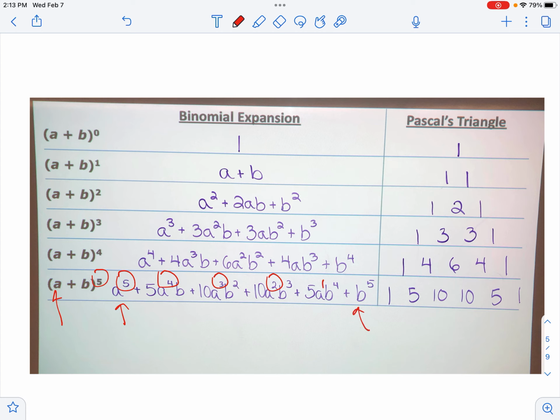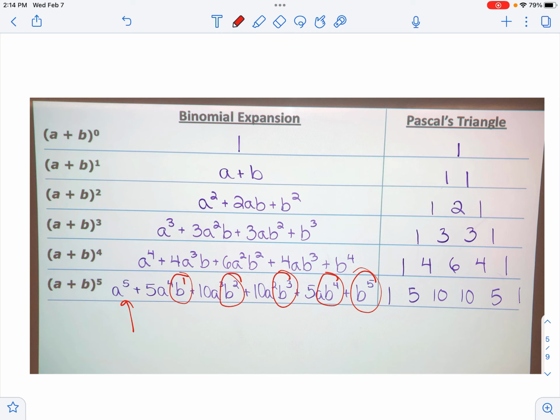There isn't one. It's 0. Okay, cool. So it starts at 5 and goes down to nothing. Look at B. B is the second one here, right? It starts, there isn't one here. It starts at 0, B to the 0, B to the 1st, B to the 2nd, B to the 3rd, B to the 4th, B to the 5th. It's going up by 1.